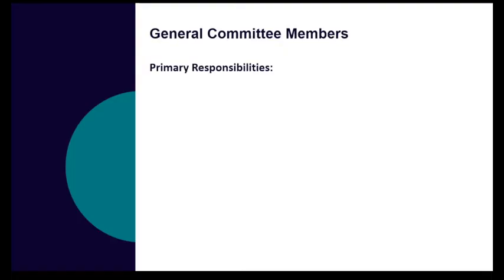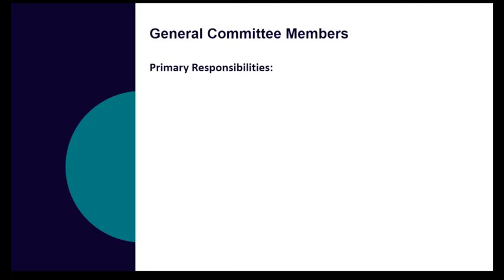So tonight we're going to start with the roles and responsibilities of the general committee members. The reason for this is that whether or not you have a titled office bearer's role, such as a president or a treasurer, first and foremost, you are a committee member. So this initial information is really relevant to everyone sitting on the committee.